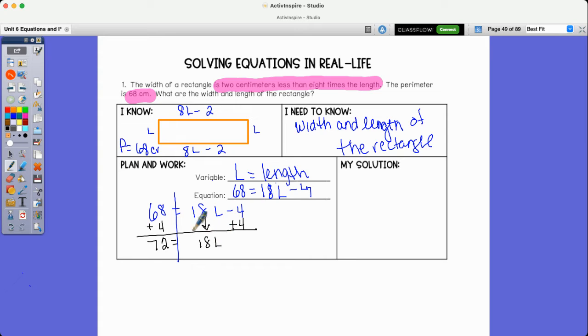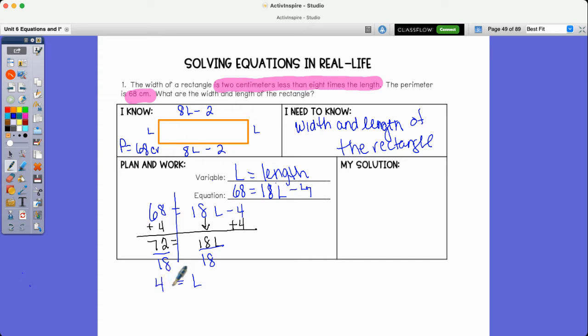And we're going to now look at this. This is multiplication. The opposite of multiplication is division. So we're going to divide both sides by 18. And we realize that the length is 4.